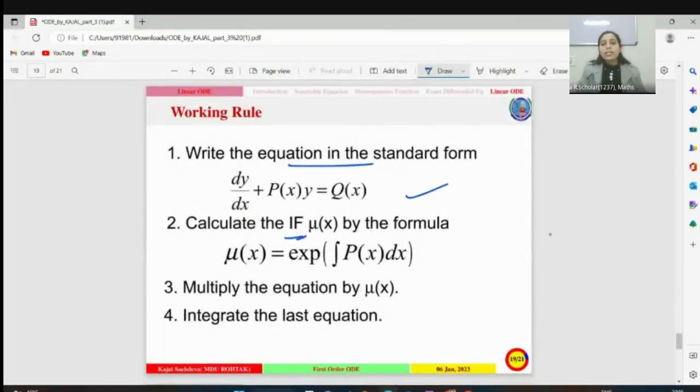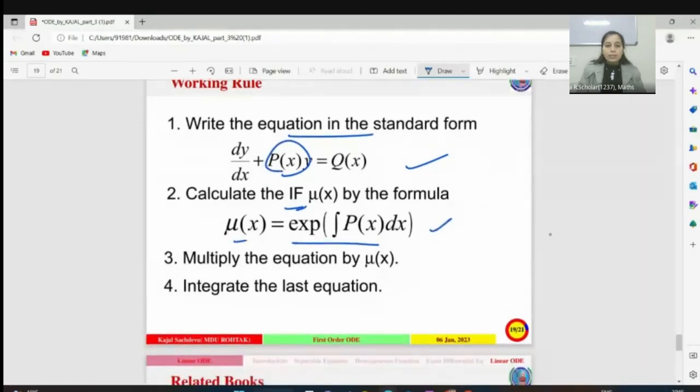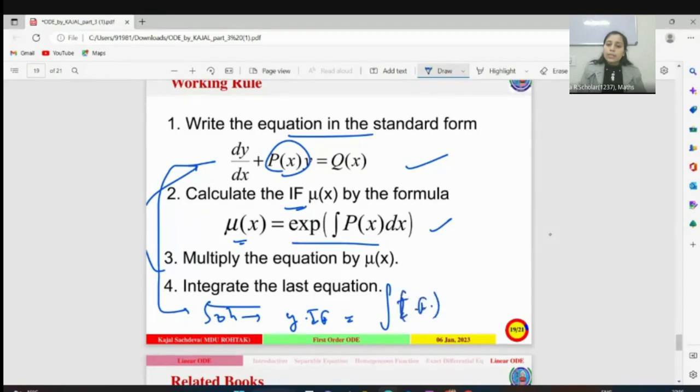Then we can have the integrating factor by this expression, e raised to power integral of P dx, and then we can multiply this whole equation by mu(x) and integrate as in the usual manner. Or you can directly get the solution like this: y into integrating factor is equal to integral of integrating factor into Q(x) dx plus some constant c. This is also the final solution, because we are just multiplying by the integrating factor and then integrating.